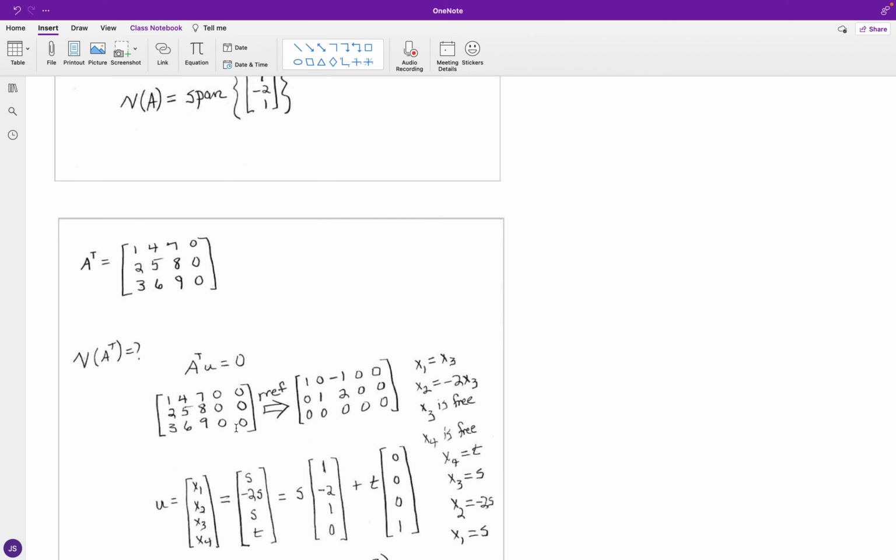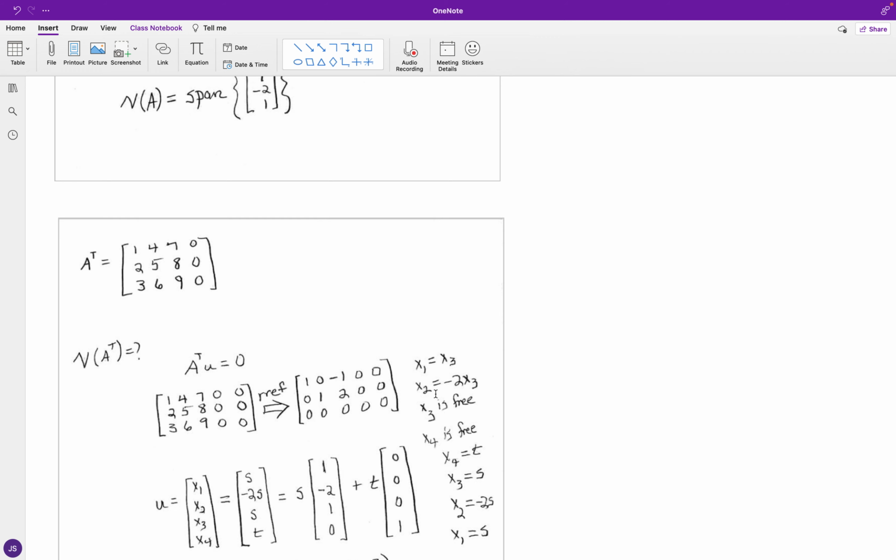Putting what we have in the augmented matrix, you have 1, 4, 7, 0, 0, 2, 5, 8, 0, 0, 3, 6, 9, 0, 0. And for the reduced row echelon form, the top row we have 1, 0, negative 1, 0, 0. In terms of the relation, we're going to have that x of 1 is equal to x of 3. And the second row we have 0, 1, 2, 0, 0, and the 1 is in reference to x of 2.